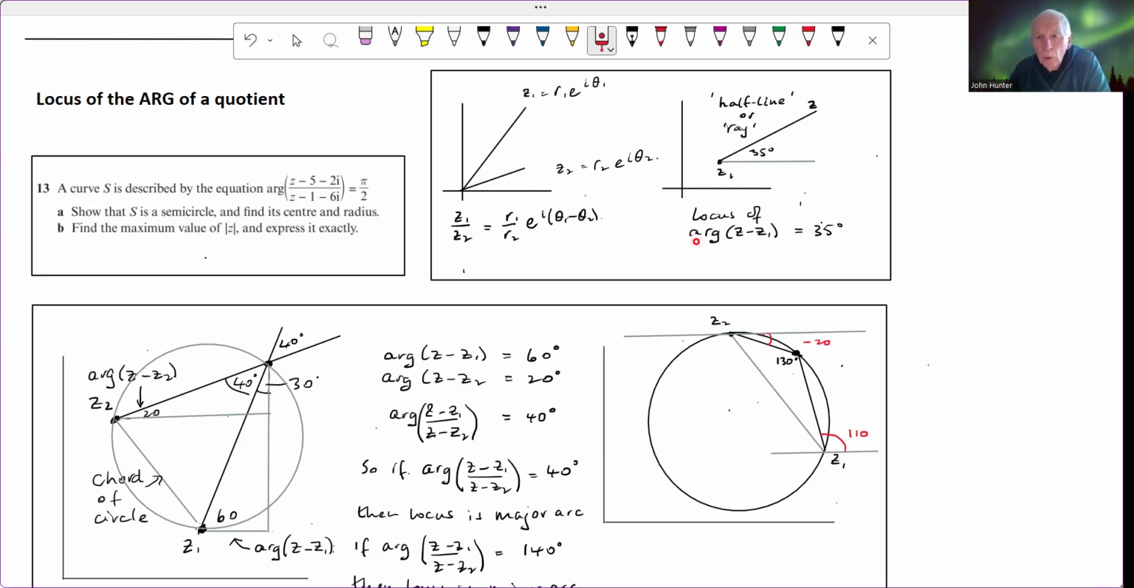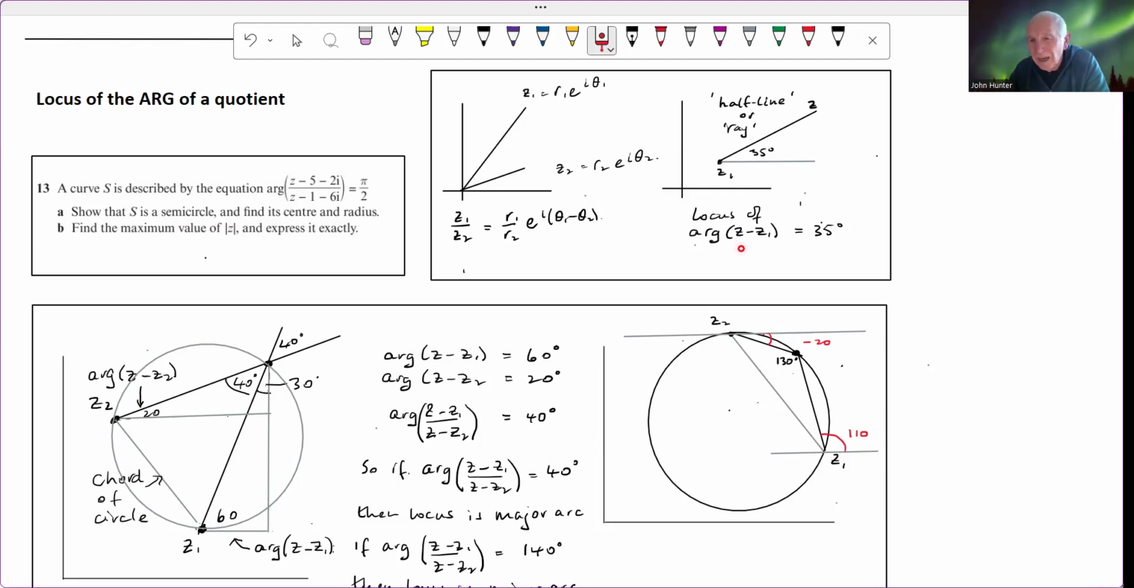Now, if we want the locus of a point, a complex number Z, such that the argument of Z minus some fixed number Z1, could be 5 plus 2i, couldn't it? Could be anything, equals, let's say, 35 degrees. I'm going to use degrees here, even though the question's in radians, because it's a bit more convenient.